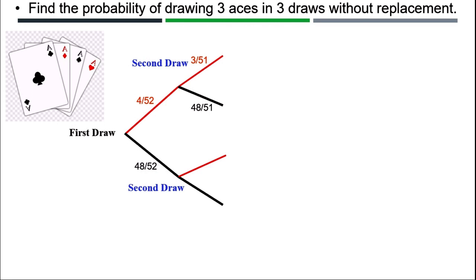For the next branches, we already have a non-ace card, so we still have 4 aces left and 47 non-ace cards. So the corresponding probability for the red branch is 4 over 51, and the black branch is 47 over 51. Now, let's see the third draw. We have total 50 cards left. You consider each branch how many aces left and how many non-aces left. And then you can find each branch's corresponding probability.